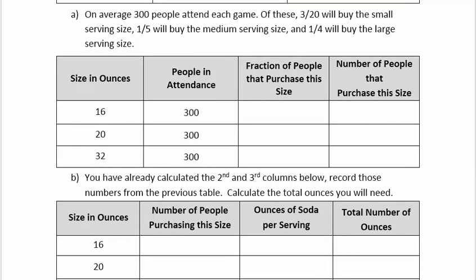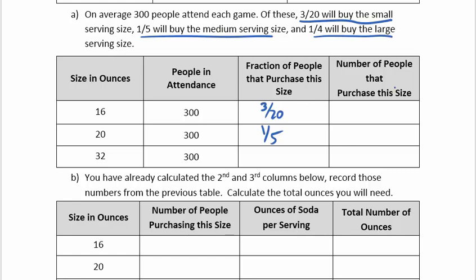Let's go to the next part here. On average, 300 people attend the game. Of these, you estimate that 3/20 will buy the small size. So we got 3/20 of these 300 people buying the small size. 1/5 buy the medium size, and 1/4 buy the large size. Okay? So first we want to fill out the table here, the fraction of the people that purchase this size. So the small size, we said 3/20 will purchase that size. Medium was 1/5. You get the idea now.